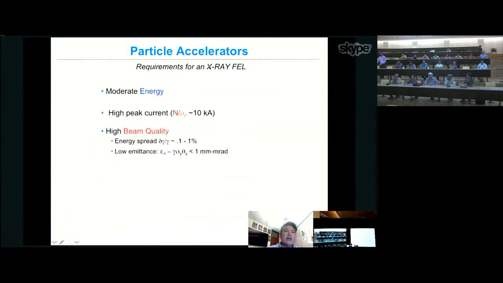If you wanted to make a compact X-ray FEL, the energy is not TeV, it's GeV or higher. Now it's the peak current that matters, and you want 10 kiloamps of peak current. And the beam quality is actually more challenging. You need energy spreads of around 0.1% and emittances that are substantially less than a millimeter milliradian.